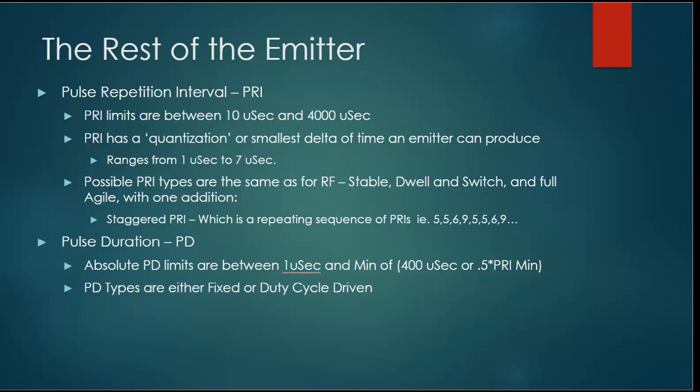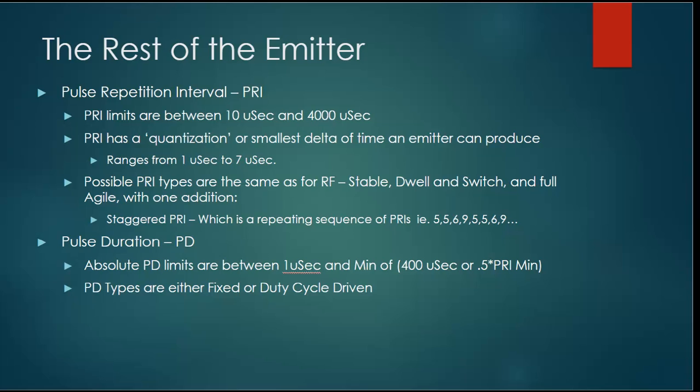And then the possible PRI types are the same as for RF. So we have a stable, dwell, and switch in the full agile, with the one addition being the staggered PRI, meaning you can still see the sequence. And in our particular case, the staggers can be between 3 and 6 elements. So there's some variation there. And one of the important things to note for both PRI and RF, the reason I picked those particular limits is because the max is multiple orders of magnitude larger than the min, so you're seeing variations similar to what you would see in a real radar, right?